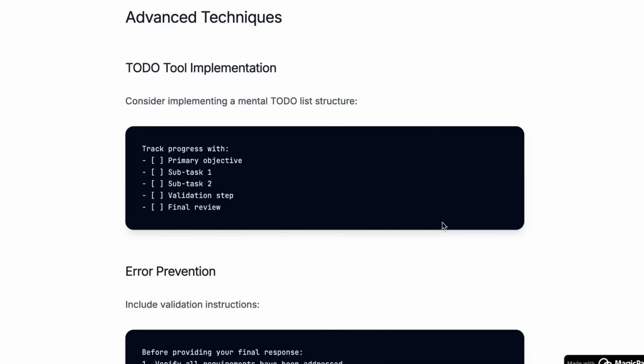Interesting, in his advanced techniques section, when talking about tool implementation, he suggests giving the model a mental to-do list structure that could also work for this sort of planning. In that example, he asks the model to track progress with primary objective, subtask 1, subtask 2, validation step, and final review. So a similar principle here.